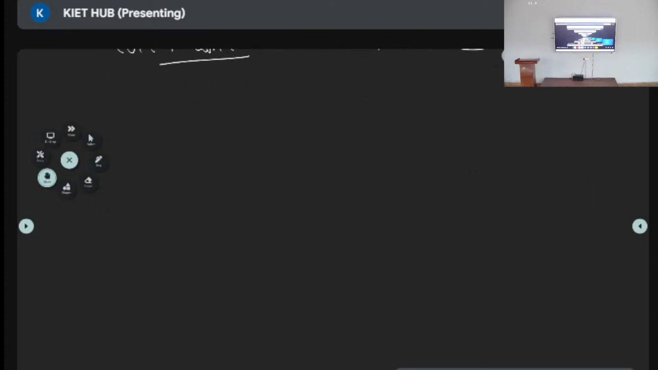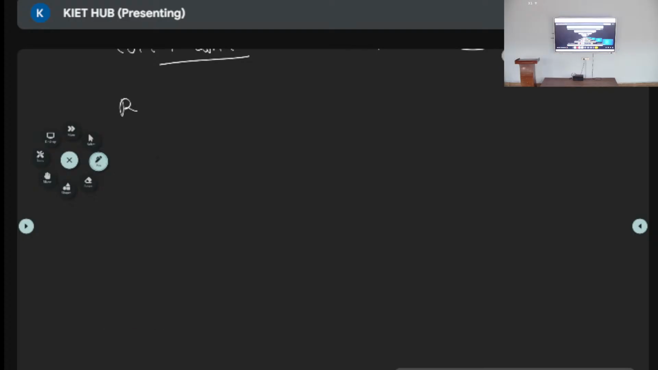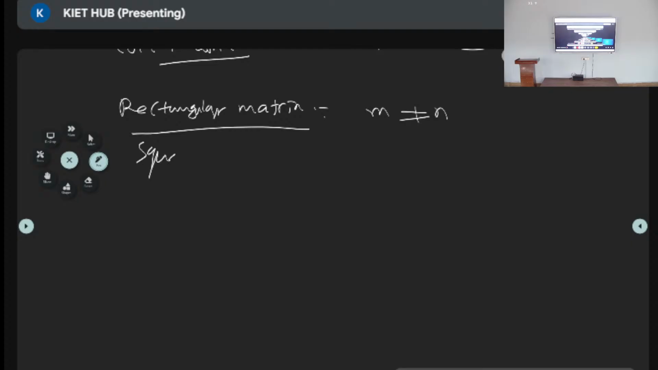Coming to the next one, rectangular matrix. What is the definition? Rectangular matrix is where m is not equal to n, the number of rows is not equal to the number of columns. Square matrix is where m is equal to n. What does it mean? The number of rows is equal to the number of columns. All of you can identify what is rectangular and square.